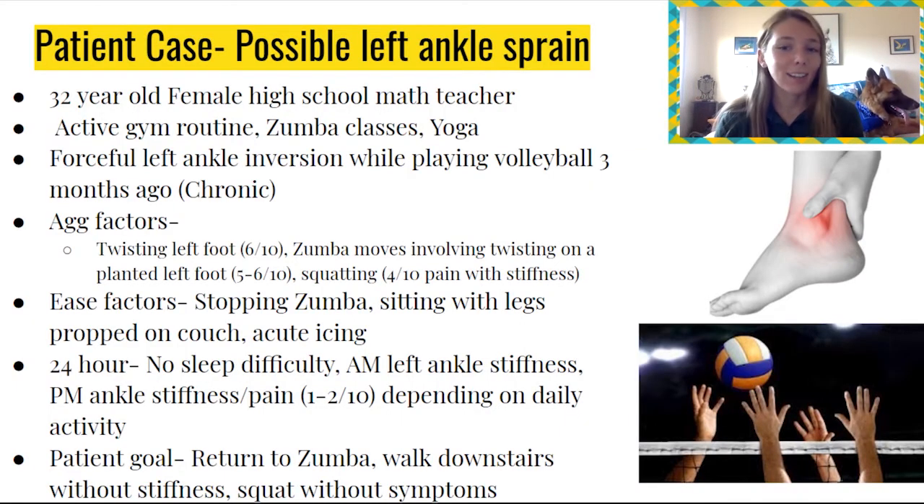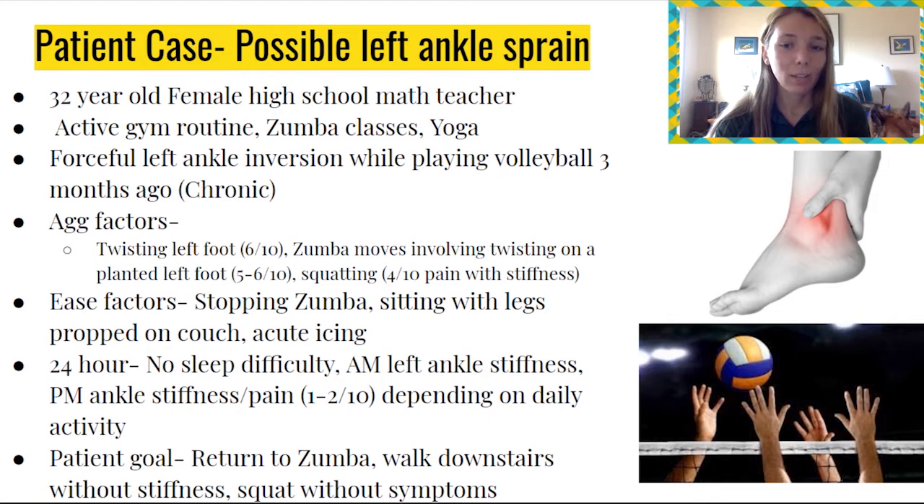Our patient case, as mentioned before, is on a patient with a possible left ankle sprain. Our patient is a 32-year-old female high school math teacher who had an active gym routine that included Zumba and yoga classes. She sustained a forceful left ankle inversion while playing volleyball 3 months ago. Due to the timeline of this injury, our patient is labeled as having a chronic condition.